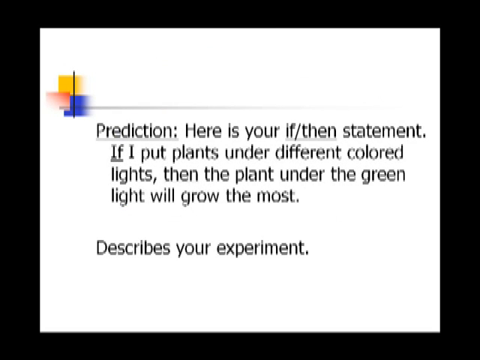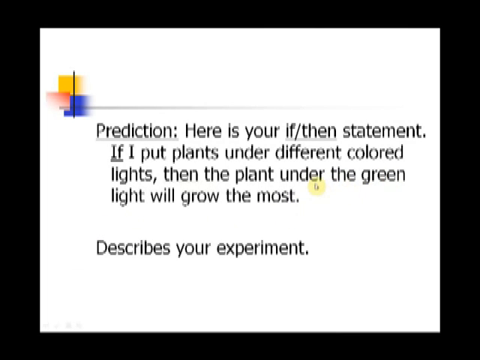Then you come up with your prediction for your experiment. Here is your if-then statement. If I do this in the experiment, then this will happen. If I put the plants under the different colored lights, then the plant under the green light will grow the most. Notice that it matches my hypothesis. The green light is going to help the most. So I would say, then the plant under the green light grows the most.